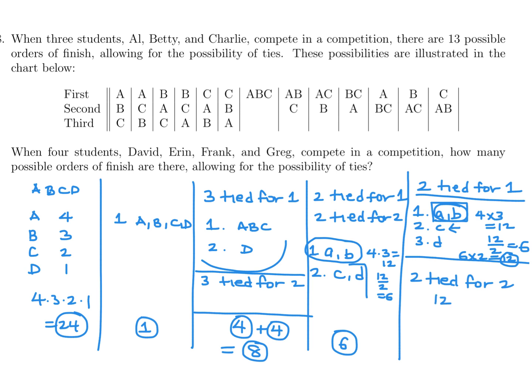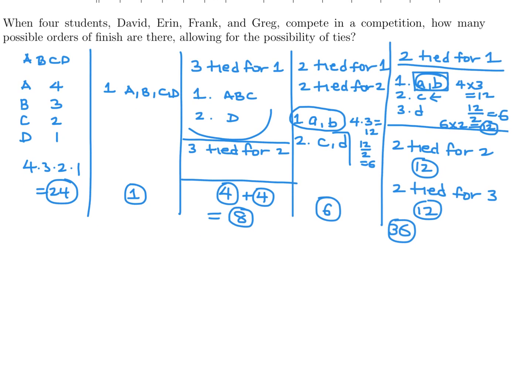So that's also 12. And then you can also have 2 tied for third place. And that's also the same calculation. So that 12, and that 12 gives 36. So the grand total would be this 24, that 1, this 8, this 6, and this 36. 24 plus 1 plus 8 plus 36 plus 6, and that is 75.